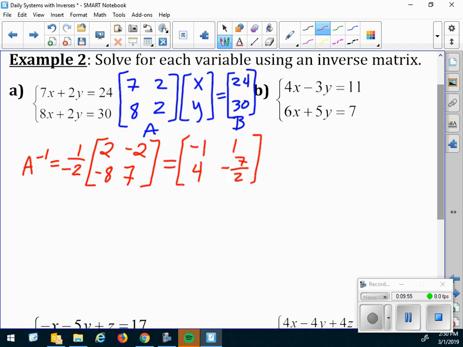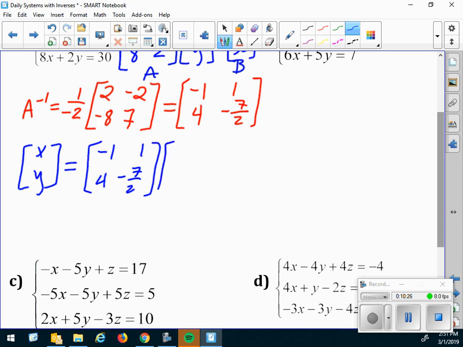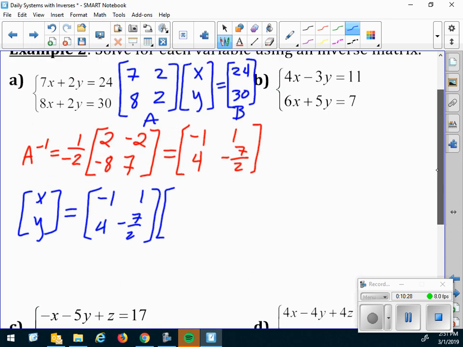Now what do I do with A inverse? Multiply it by B. So now here's what you're going to write on this line, or set of lines. XY equals, do I put A inverse first or second? First. -1, 1, 4, -7/2 times matrix B, which was 24, 30.